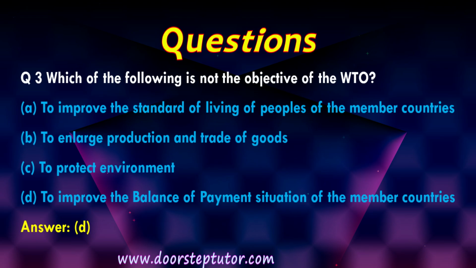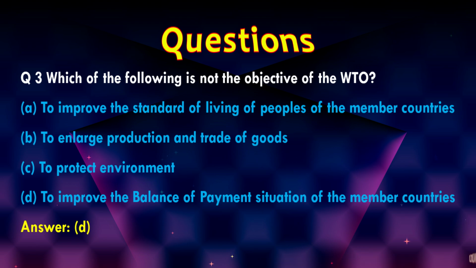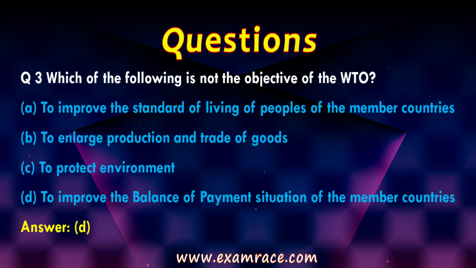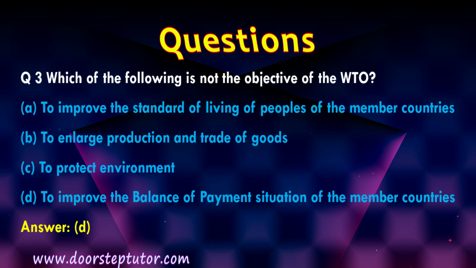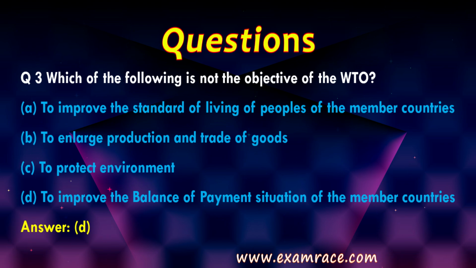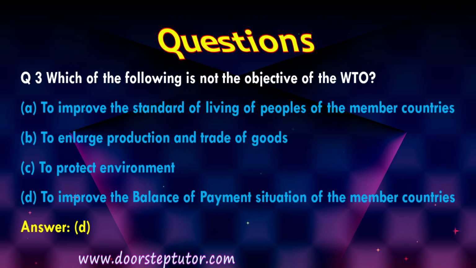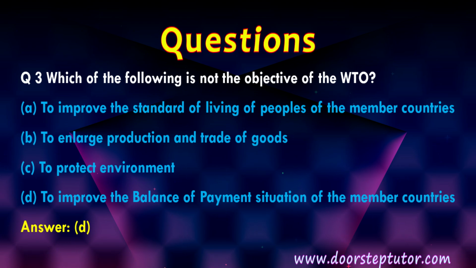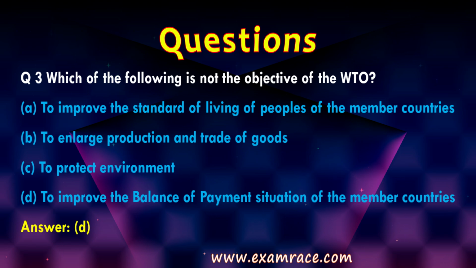Question is, which of the following is not the objective of WTO? So option first is to improve the standard of living of people of the member countries. Yes, this is the objective of WTO. Option B, to enlarge production and trade of goods. Yes, we have seen that this is also an objective of WTO. To protect the environment. Here you can relate the sanitary and the phytosanitary measures which are in the international trade, and we have already covered this in my previous video.